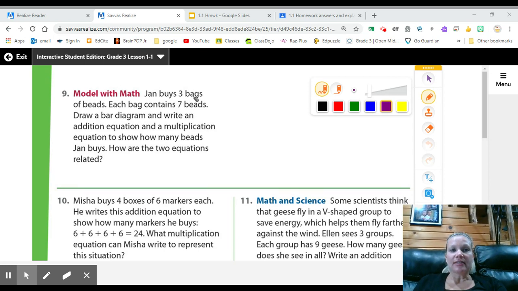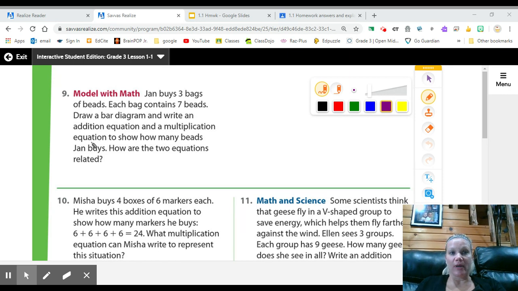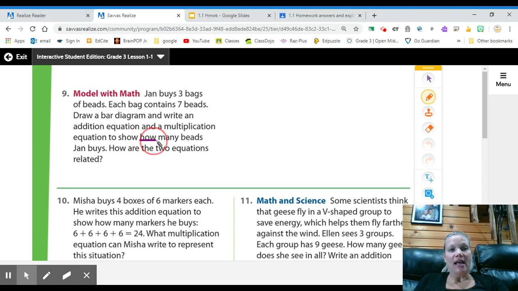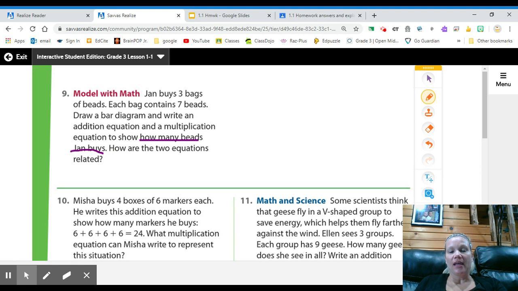Jan buys 3 bags of beads. Each bag contains 7 beads. Draw a bar diagram and write an addition equation and a multiplication equation to show how many beads Jan buys. So, what's the question? The question is, how many beads does Jan buy? That's what we want to know.